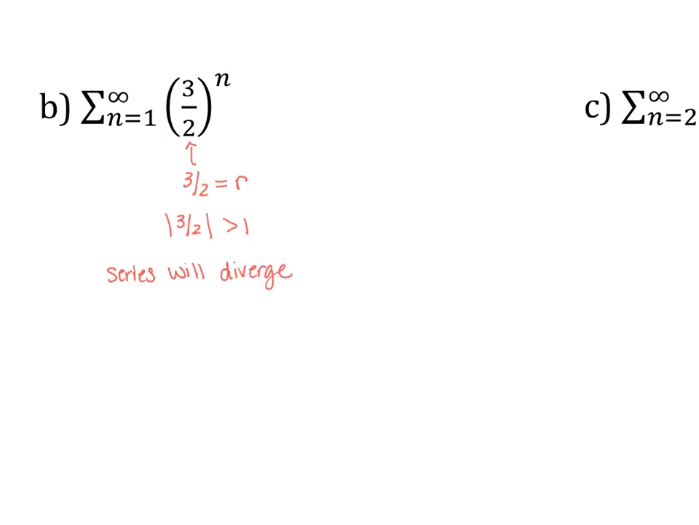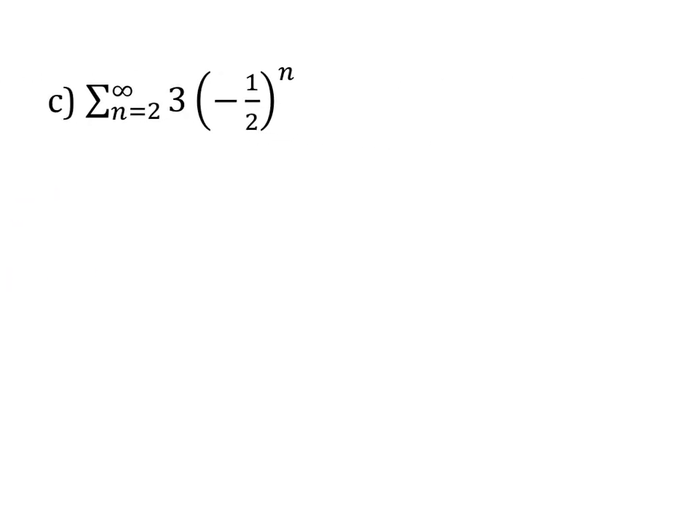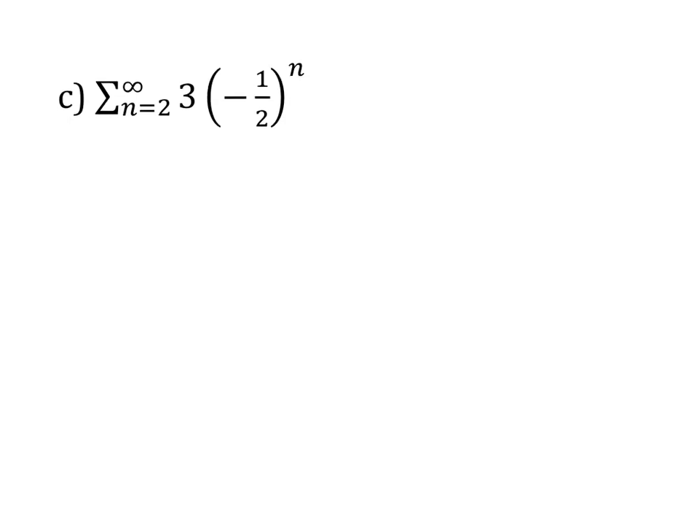And let's take a look at my next one. So here I'll have the sum from n equals 2 to infinity of 3 times negative 1/2 raised to the n. So here I can see my common ratio is negative 1/2, and the absolute value of 1/2 is indeed less than 1. Therefore, I know the series will converge. And it's going to converge to the first term all over 1 minus negative 1/2, since that common ratio is negative.